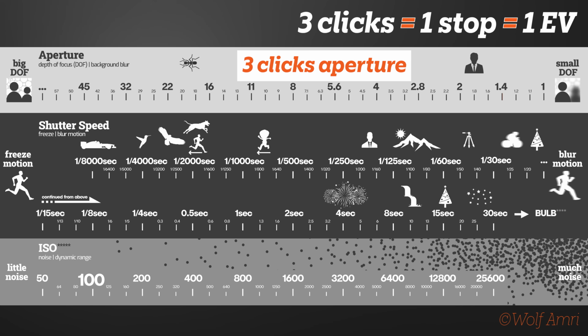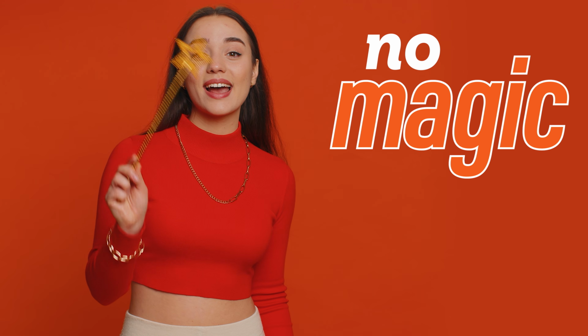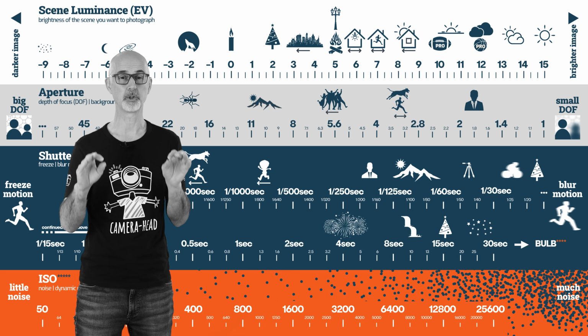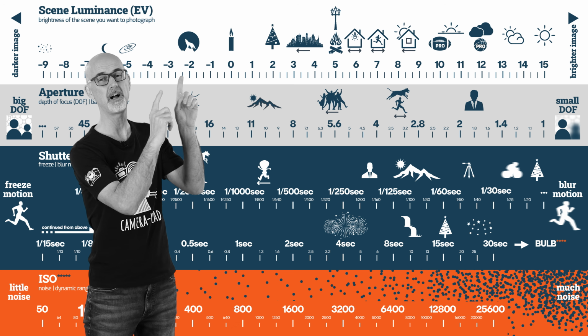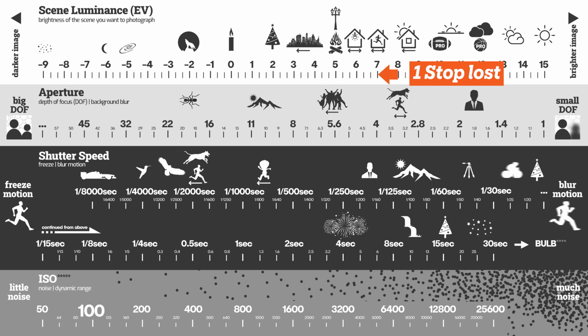No matter if 3 clicks aperture, 3 clicks shutter speed, or 3 clicks ISO. Now here's the most important part in all this. The camera settings are no magic mix, but always the reaction to this bar on top: scene brightness. If scene brightness gets darker by 1 stop, we need to compensate with one of the other settings down here.